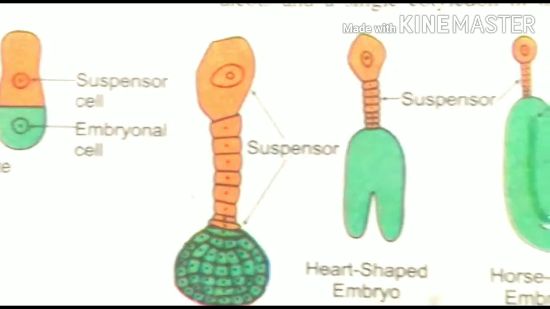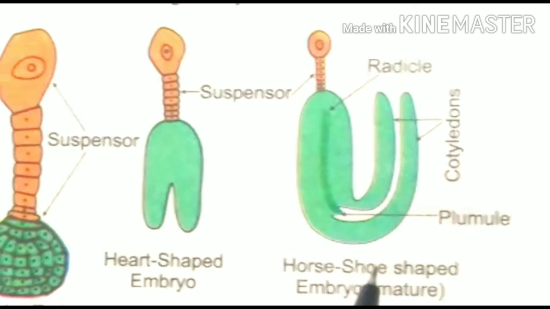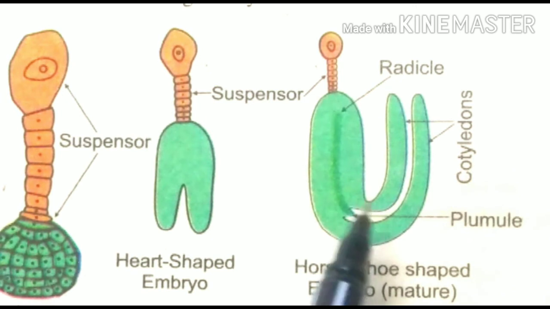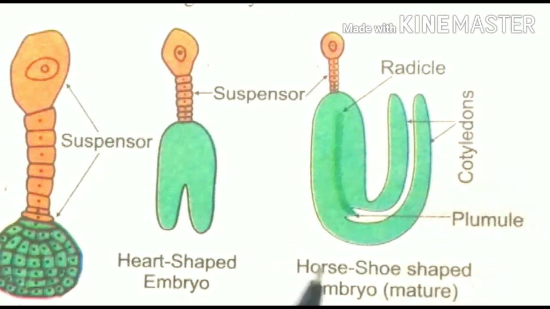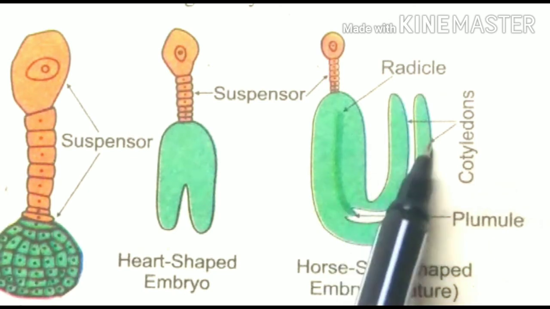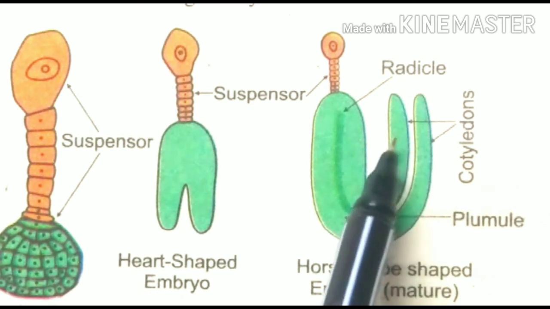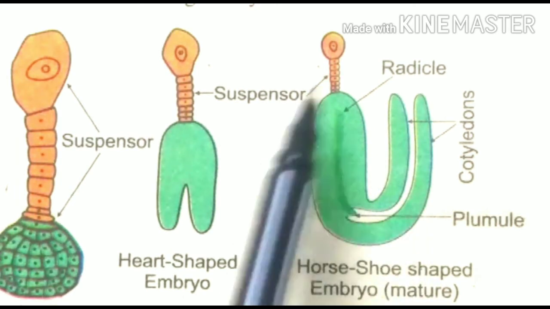Further it increases in size. Now finally the heart shaped embryo gets converted into a horseshoe shaped embryo. It is also known as the mature embryo. It has two cotyledons in dicot plants and a single cotyledon in monocot plants. There is a plumule and radicle.